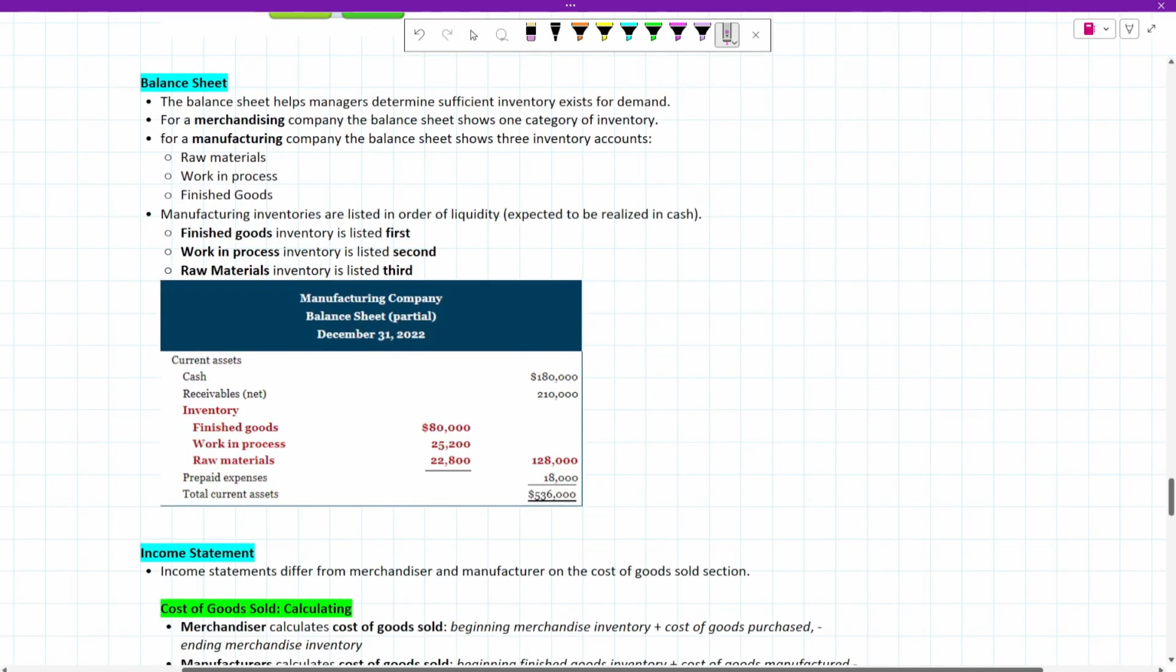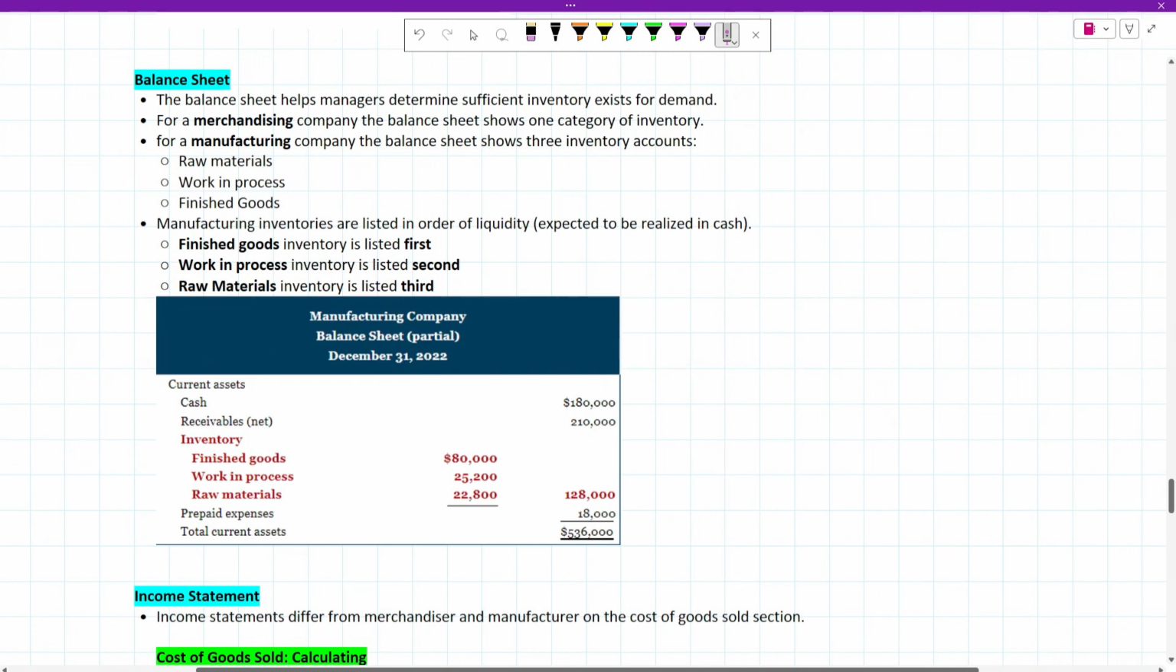So now this brings us to the balance sheet. The balance sheet helps managers determine sufficient inventory exists for demand. For a merchandising company, the balance sheet shows one category of inventory. For a manufacturing company, the balance sheet shows 3 inventory accounts. So that's what we want to take into account. We have raw materials, work in process, and then finished goods.